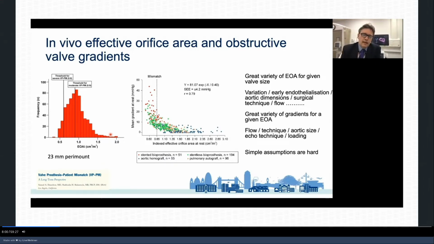So this is just as a result of all the factors that I described earlier. And similarly, although there is this very clear curvilinear relationship between indexed orifice area and valve gradients with this kind of mismatch line at 0.85, you can see that for a given indexed area, you get a huge variety of gradients. So it's probably safe to say that there's a huge amount of variability, and easy assumptions regarding both orifice area and gradient should not be undertaken. And a variety of these are because of variations in technique, variations in aortic diameter, and these affect both the gradient and also the orifice area.